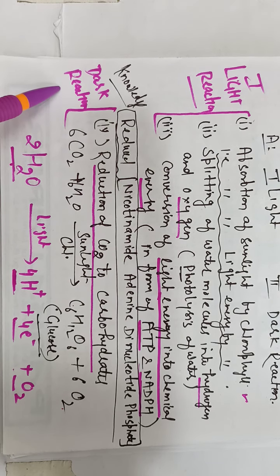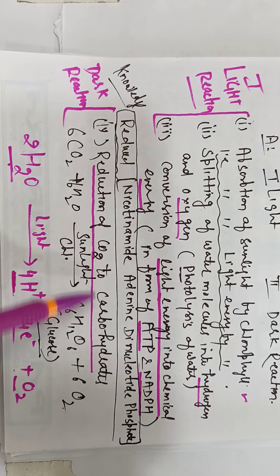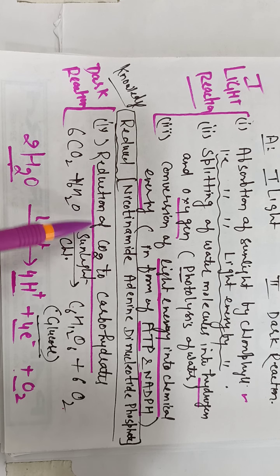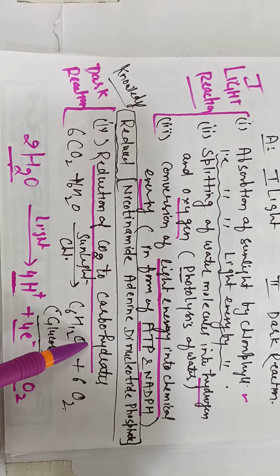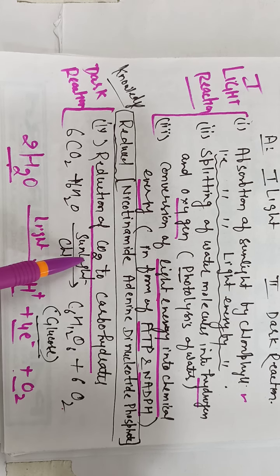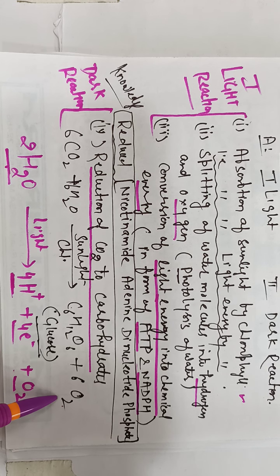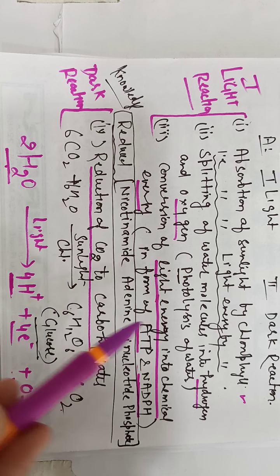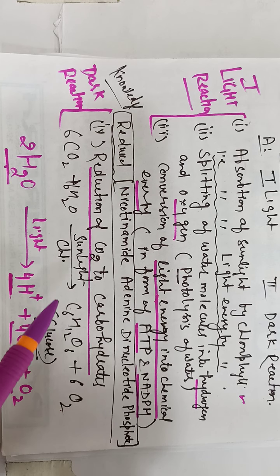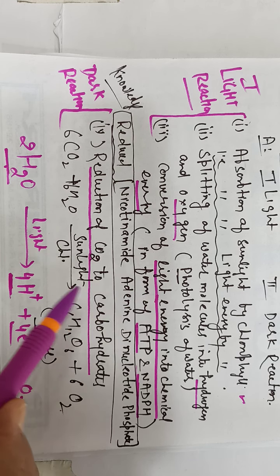Now, the next is dark reaction. In the dark reaction, the fourth step proceeds: reduction of carbon dioxide into carbohydrates. Carbon dioxide, using the energy molecules, gets converted into carbohydrate. CO2, H2O, in the presence of sunlight and chlorophyll, what is made? Glucose and oxygen. This is said to be the dark reaction. Now, this is the complete mechanism of photosynthesis. You can learn it again and again by rewinding and pausing it. Now, we will discuss the nutrition in human beings in the next video.